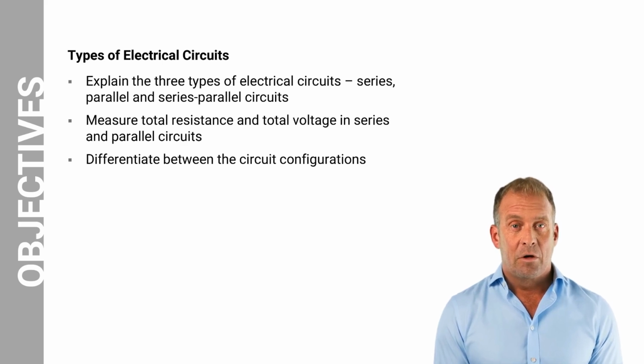In this lesson, we will explore the concepts of electrical circuits, focusing on three main types: series circuits, parallel circuits, and series parallel circuits. By the end of this lesson, you will be able to differentiate between series, parallel, and series parallel circuits in terms of their configurations and characteristics. You will learn how to calculate the total resistance and total voltage of different circuit combinations. You will also be able to identify and differentiate between the three types of circuit configurations.